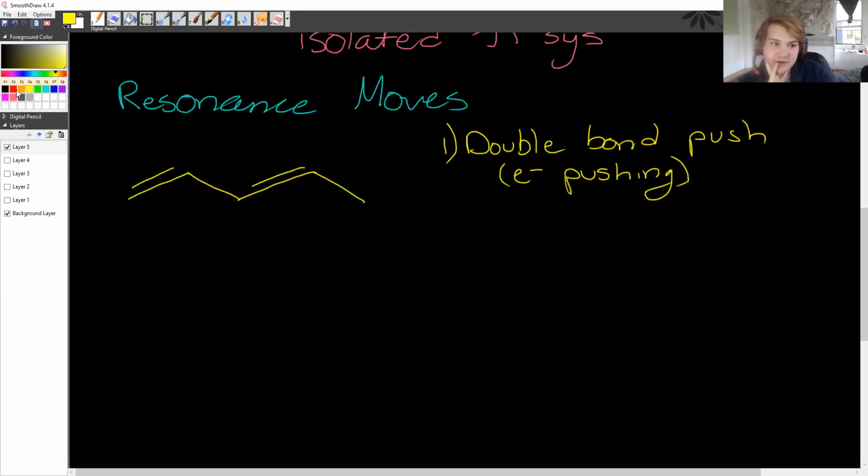What this means is that we're going to take one of these double bonds and we're going to hop over to put it in between our two pi systems. So now what we have going on is a red-blue pi bond or double bond.